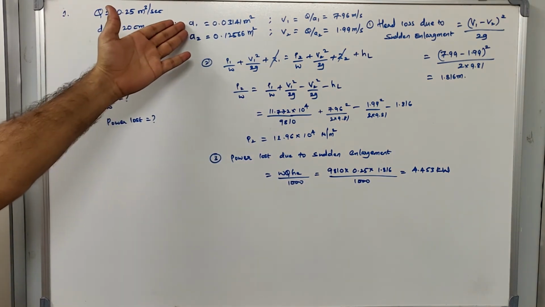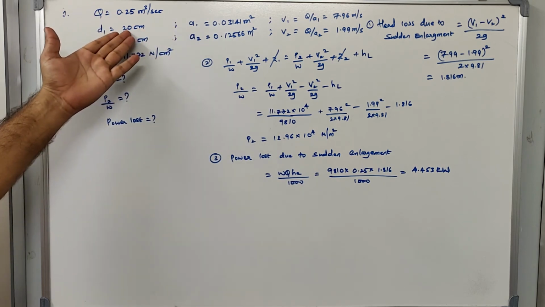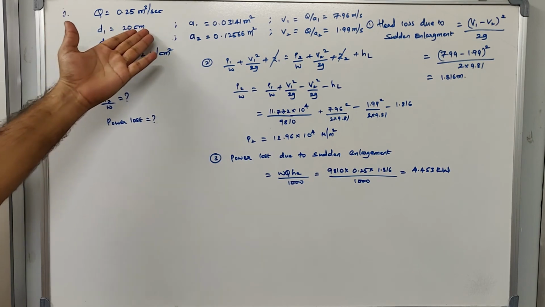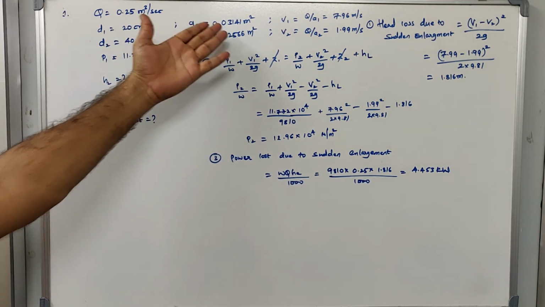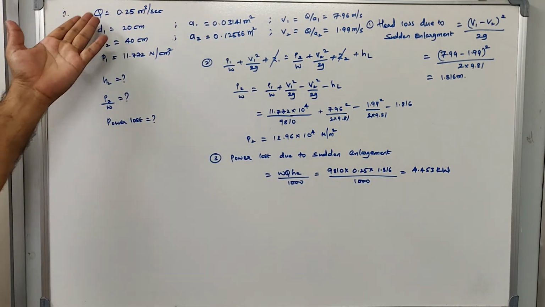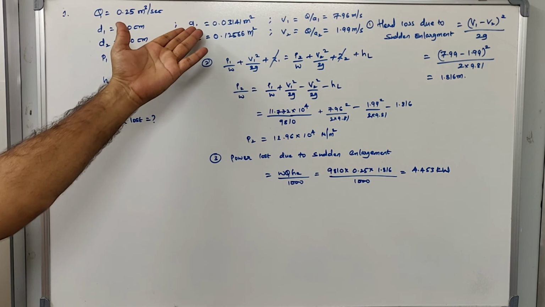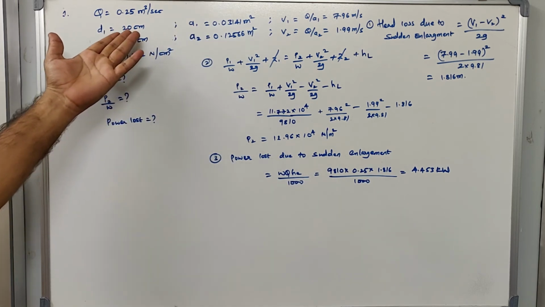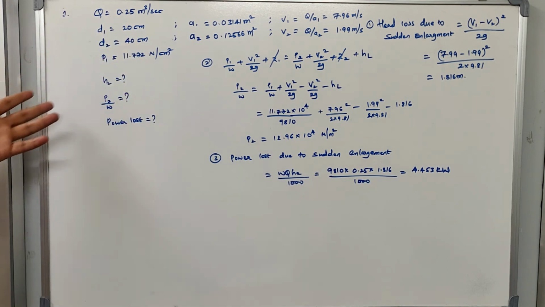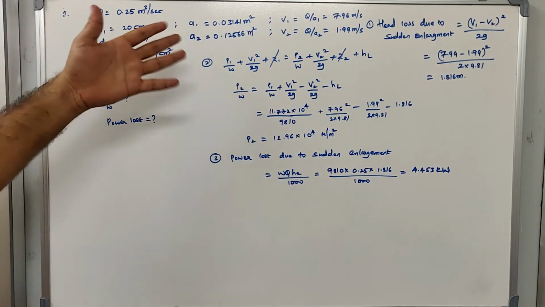So for the area before the enlargement, we use 20 centimeter as diameter. So pi by 4 into 20 centimeter square will give you the area in terms of centimeter square. We can further convert it into meter square, because our discharge is in terms of meter cube per second, so the area also needs to be in meter square. If this is 20 centimeter, 0.2 will be your diameter in meters. So substitute that and find out the area.